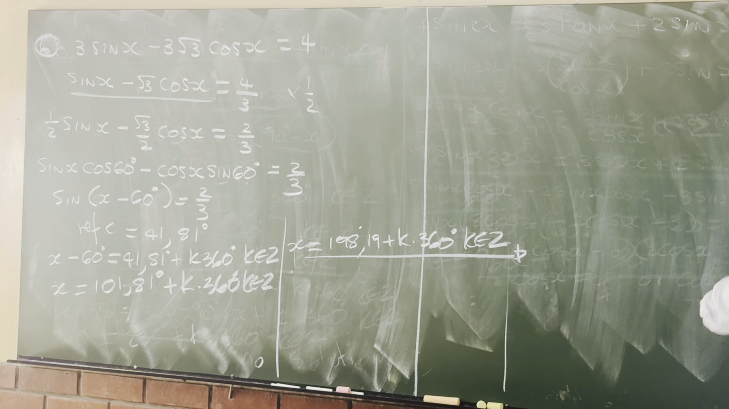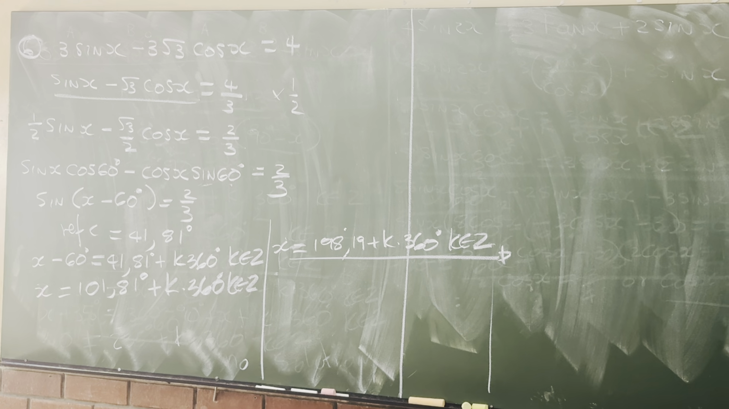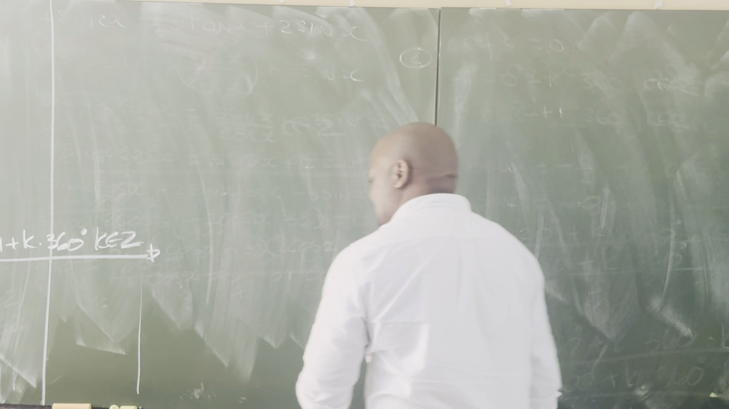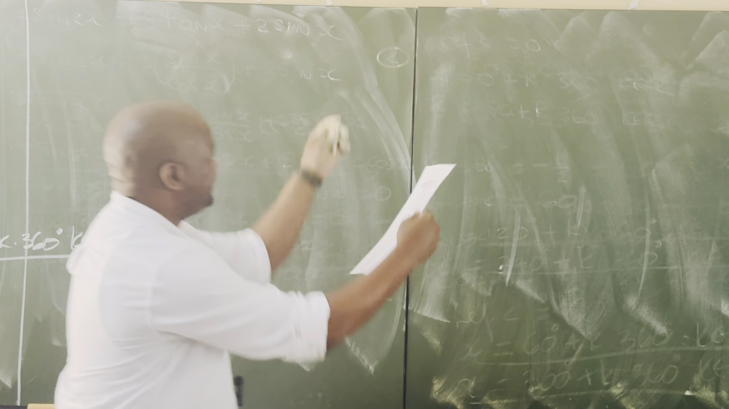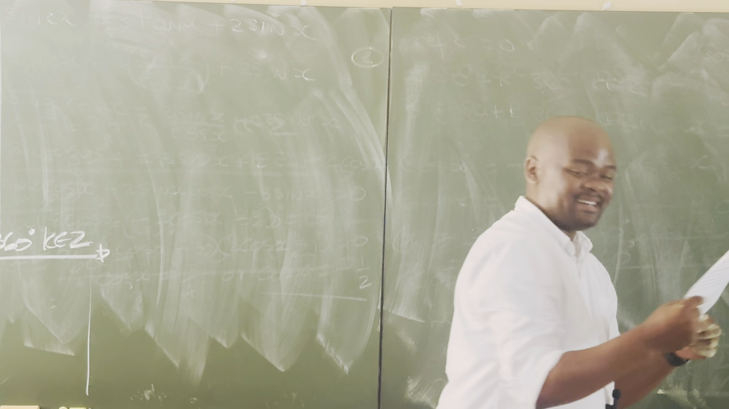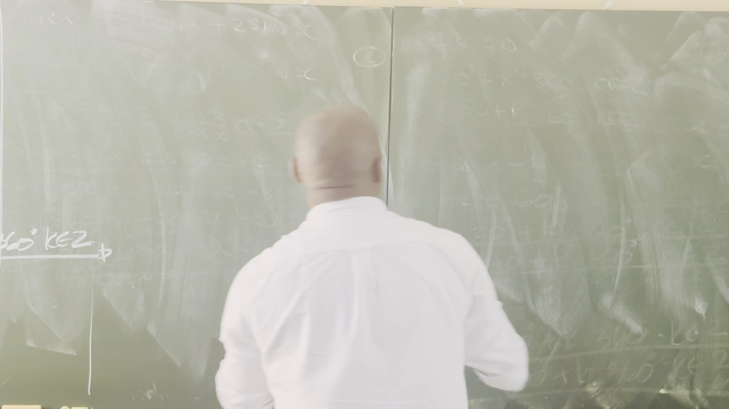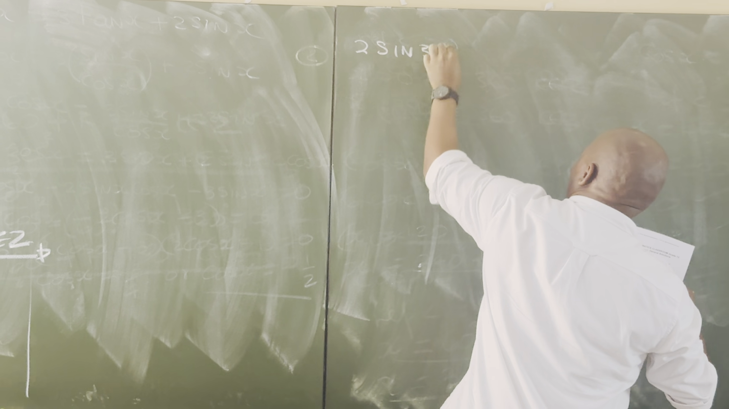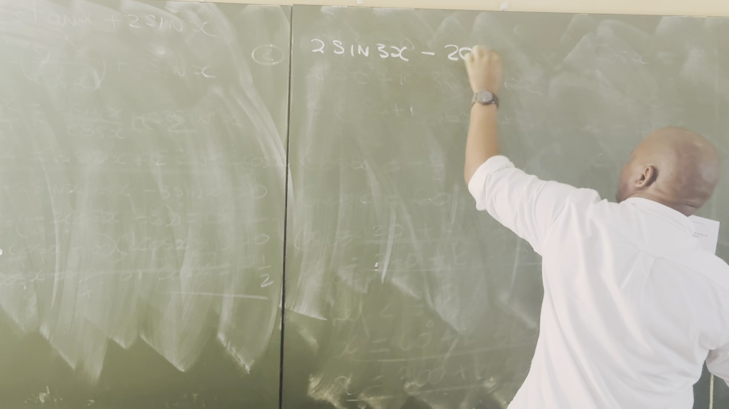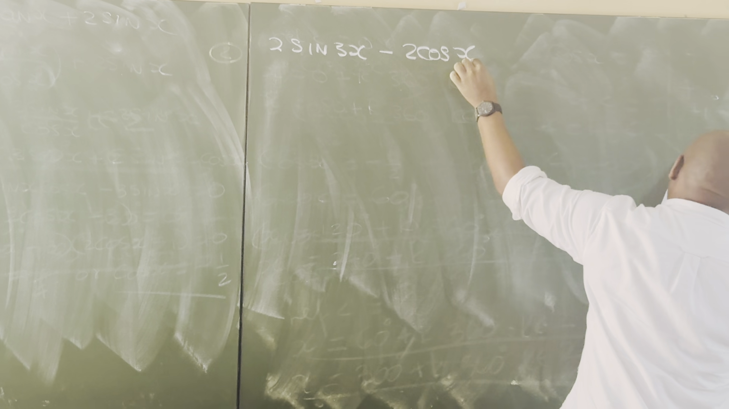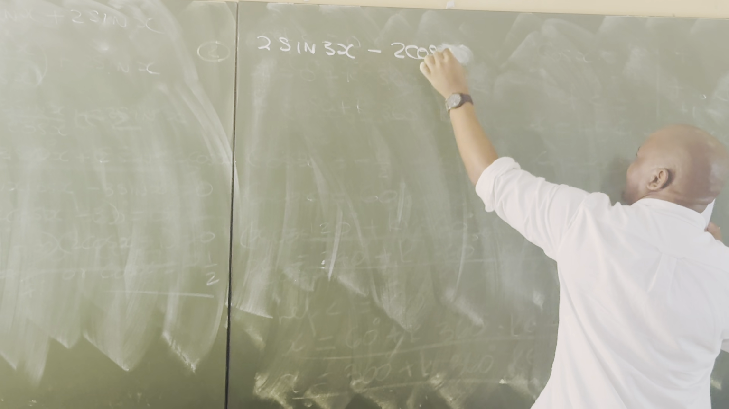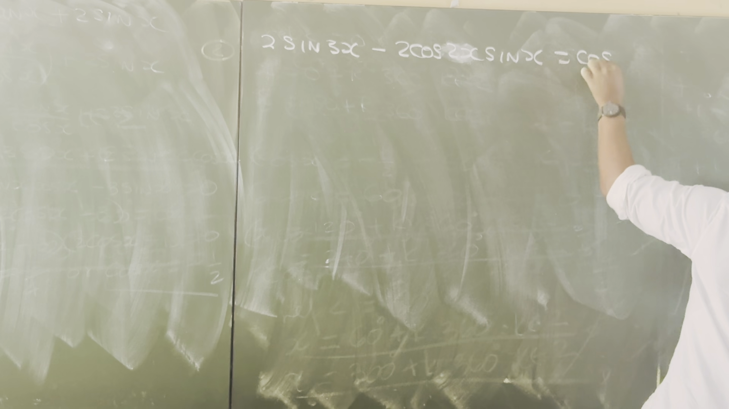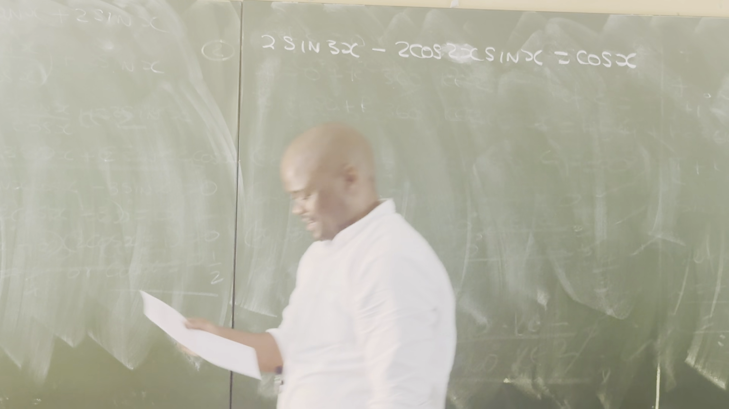All right. And then we have number 7. Number 7 looks complicated, but I trust you. Okay, let's go into number 7. So this is 2 sine 3x minus 2 cos 2x sine x is equal to cos x. Find the general solution.